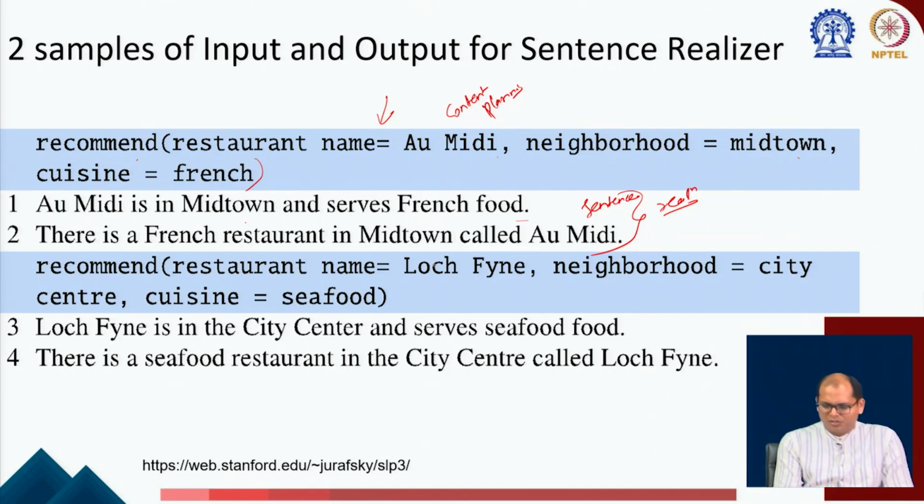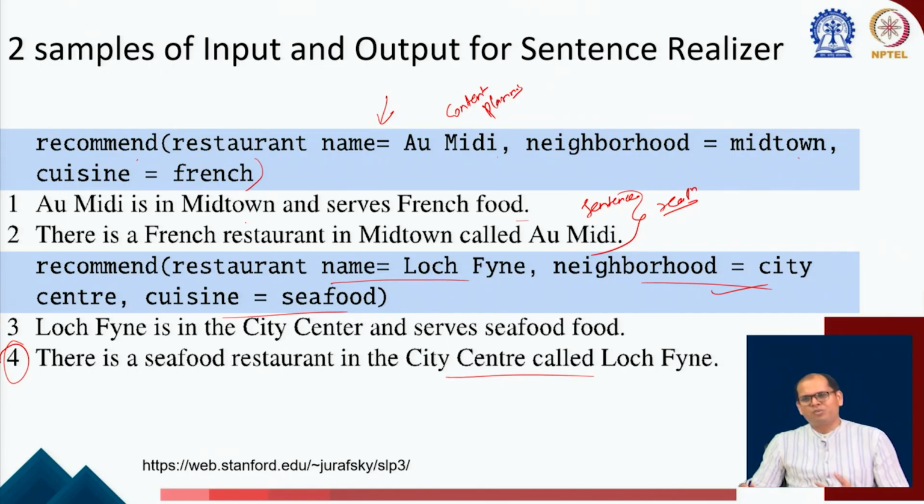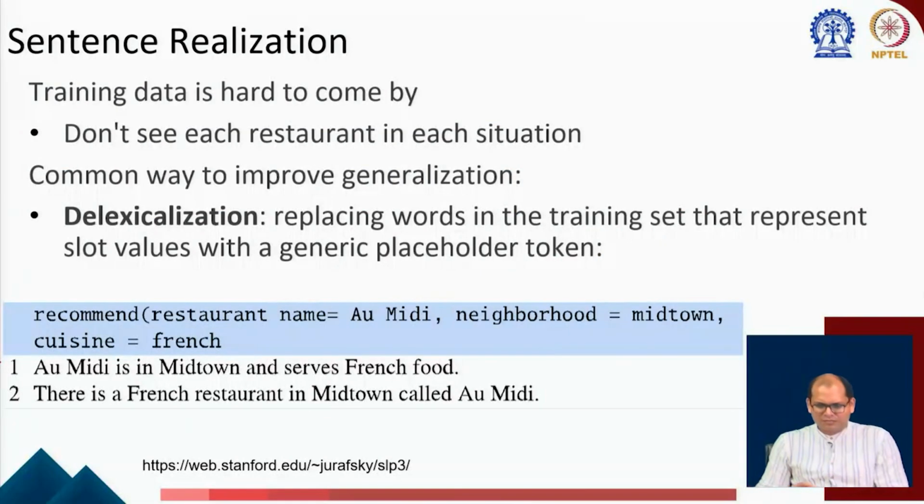Similarly, here you have your content planning, recommend a particular restaurant name, neighborhood and cuisine, and you have a sentence that does that. So, Lodge Fine is in the city center and serves seafood, right, or there is a seafood restaurant in the city center called Lodge Fine. So, you may like the fourth more than the third, right. So, how do you do more natural looking generation is the idea here.